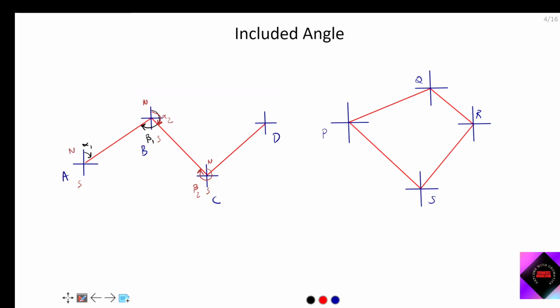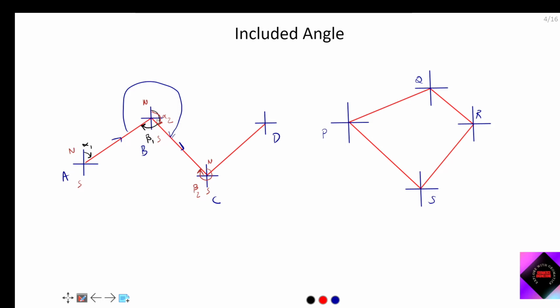Okay, let's understand like this only. We have to calculate this angle. Just understand that we have to calculate this much angle as our included angle, because our propagation is from A to B and B to C. So previous line to next line in clockwise direction. So we have to calculate this much angle.